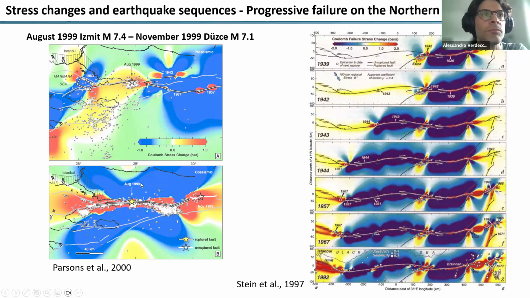You can see here the Izmit occurred right here. This is the stress changes before the occurrence of the Izmit. This is the stress changes after the Izmit earthquake, with the location of the Düzce earthquake that occurred 3 months later. So this is the most stunning and the classic example that everybody will talk about in every paper when they want to talk about domino effect in terms of Coulomb stress changes and triggering.